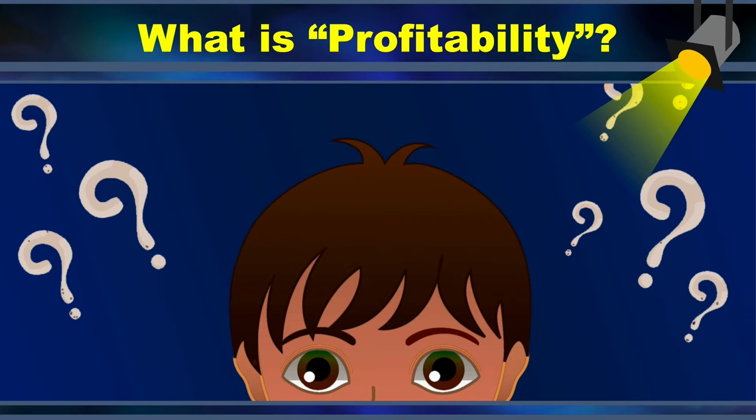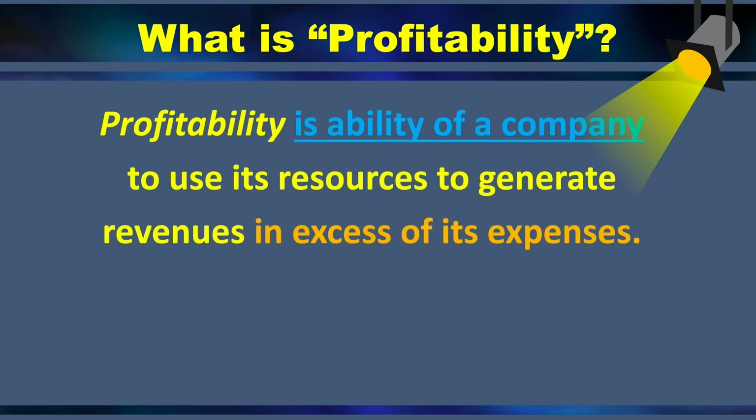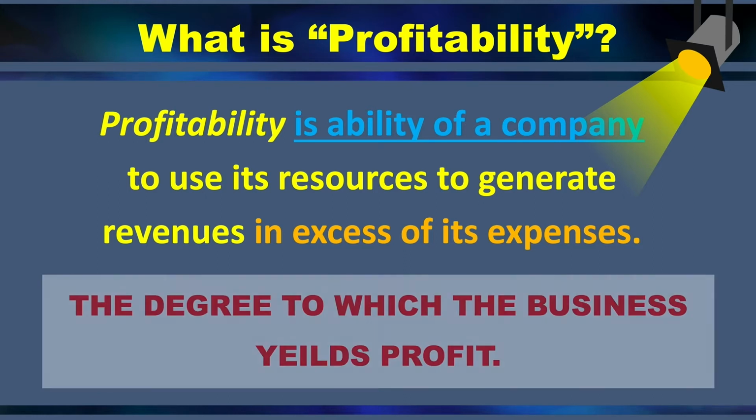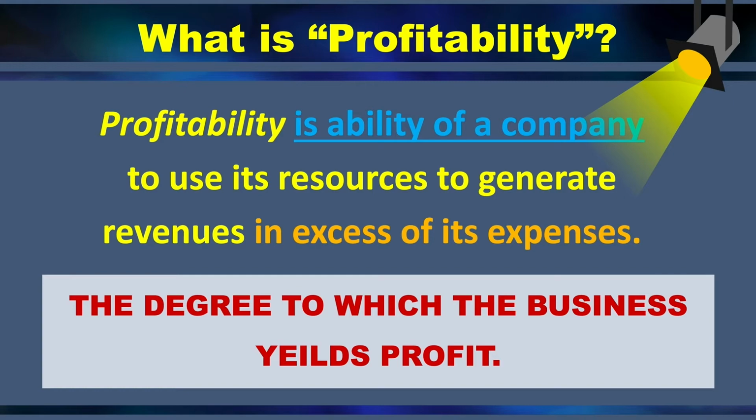What is profitability? It is the ability of a company to use its resources to generate revenues in excess of its expenses. So in operating a business, the main objective of a business is to generate revenue. In order to generate revenue, we do need to incur expenses. So you need to spend money in order to earn money. So it is the degree to which the business yields profit.